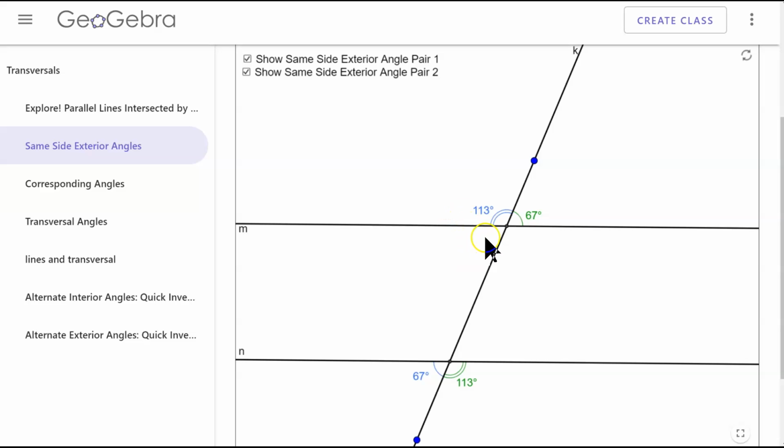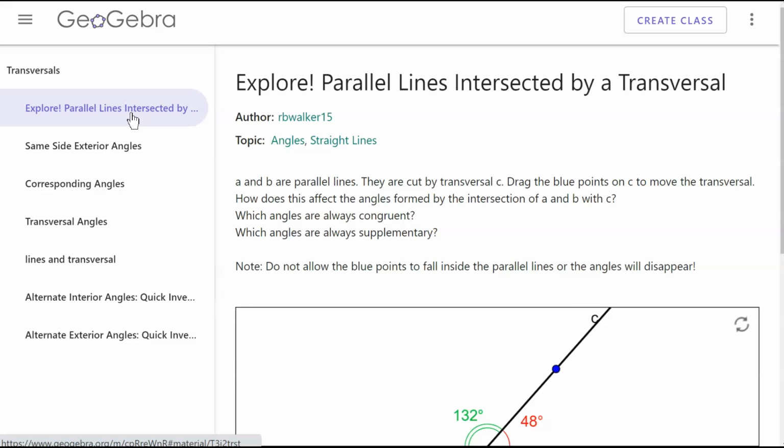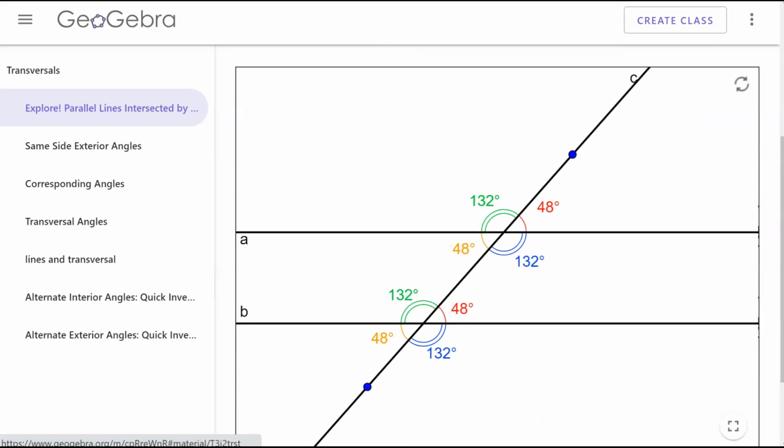Same side interior, so this one in here and this one in here, those are also supplementary. Because if you have 113 here, we know these are vertical angles, so this is 67 right here. And then this one over here, this is 113, so this is 67, this is 113. Again, they're supplementary. The cool thing to take out of this is that they are either supplementary or congruent. There is no other option.